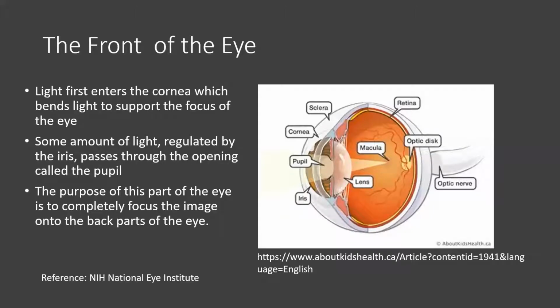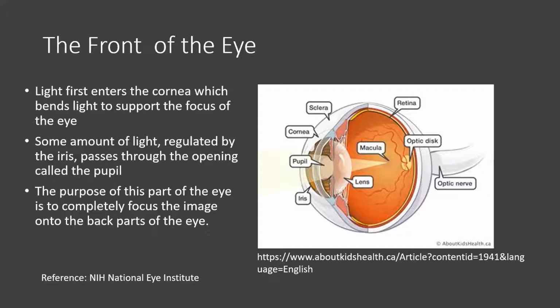So first is the general structure. The front of the eye is made up of 5 distinct areas: the sclera, the cornea, the pupil, the iris, and the lens. The sclera is the outside white part of the eye, and it's normally made of collagen and elastic fiber and just holds the rest of the eye together.